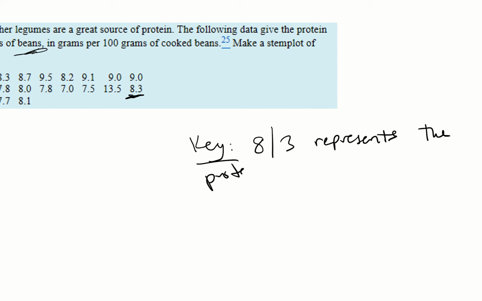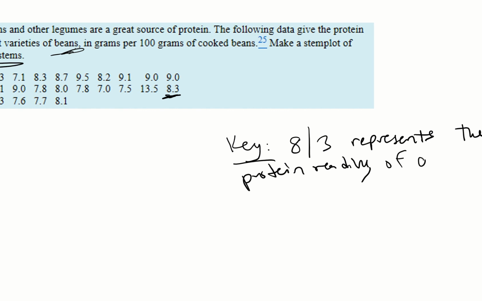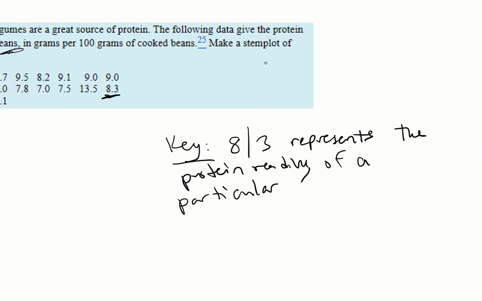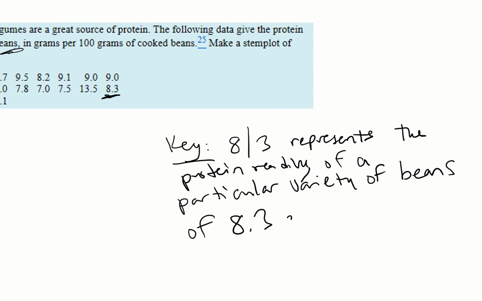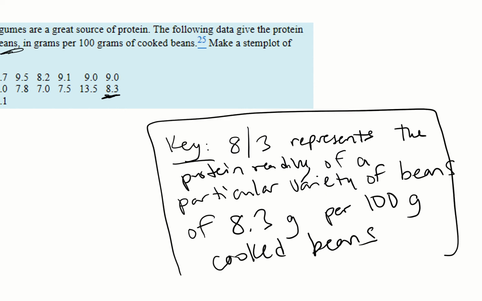So 8.3 represents the protein reading of a particular variety of beans, of 8.3 grams per 100 grams of cooked beans. Okay, so something like that. As long as you elucidate the concept, then you'll be fine.